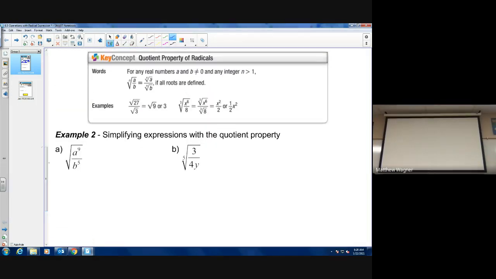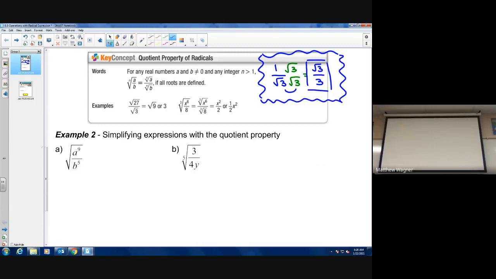Okay, quotient properties are going to be a little different. If we have something like 1 divided by the square root of 3, we have to rationalize. So we multiply the top and bottom by the square root of 3, and we wind up with root 3. Square root of 3 times the square root of 3 is square root of 9, which reduces to 3. This process is called rationalization. We want to get our radical out from underneath our denominator.